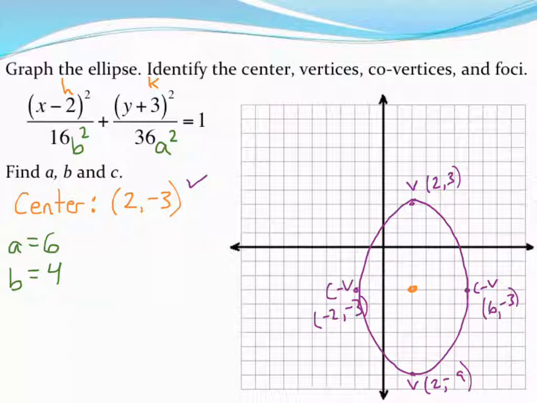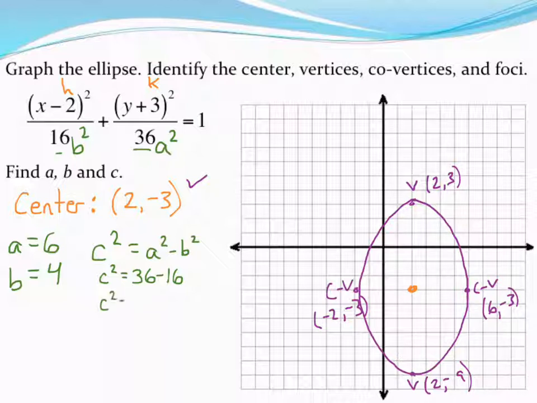To do this, we're going to use the formula c squared, where c is the distance from the center to one of the foci. c squared is equal to a squared minus b squared. So that's the equation we'll be using with ellipses. So c squared is equal to a squared minus b squared, those numbers up at the top. So 36 minus 16. This is why a is always bigger than b, so you don't get a negative value. When you subtract those, c squared is equal to 20. And if I take the square root, I'd end up with the square root of 20.